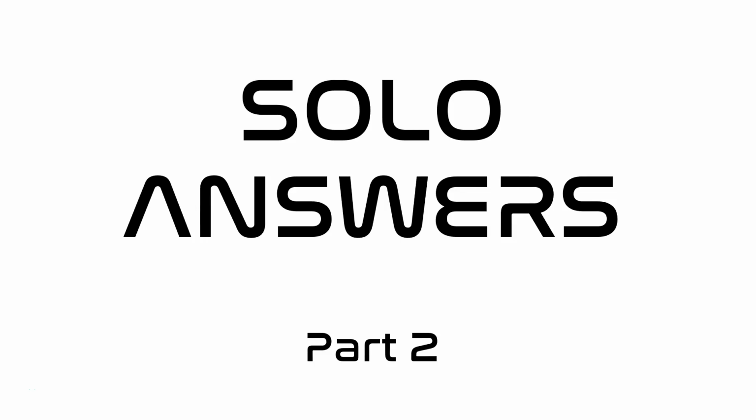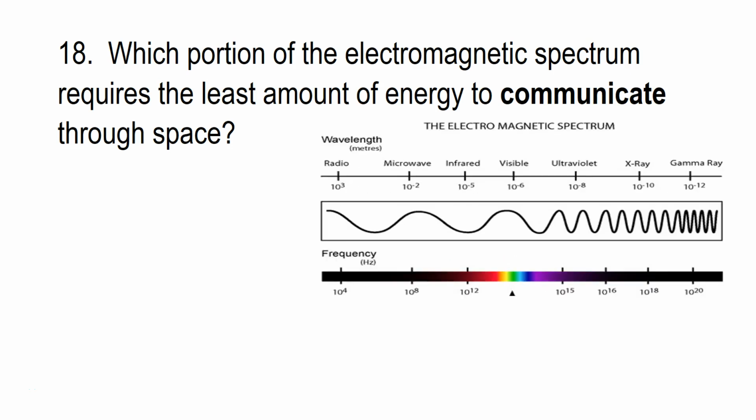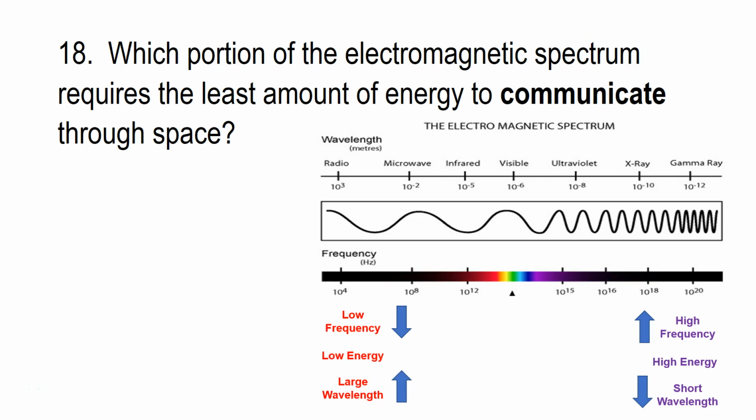Let's keep going with part 2 of the solo answers. Which portion of the electromagnetic spectrum requires the least amount of energy to communicate through space? Here's our electromagnetic spectrum. We know high frequencies have short wavelengths. They also require high energy. If we want low energy, we need a low frequency, large wavelength. That's why we use radio waves.